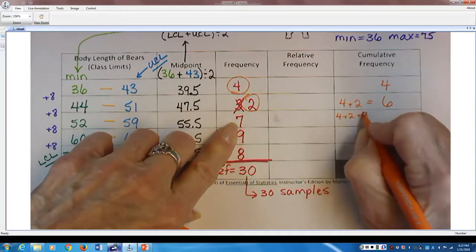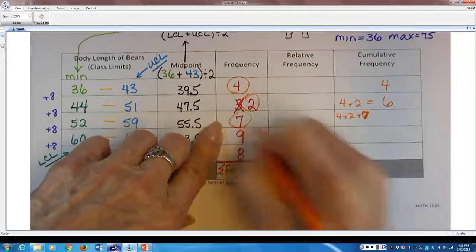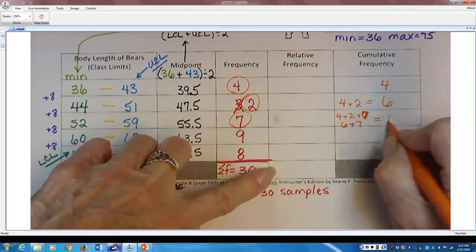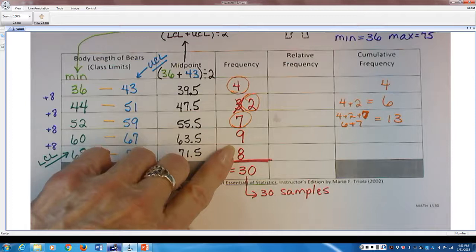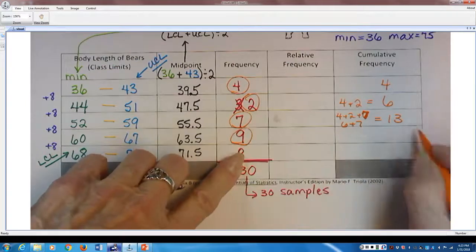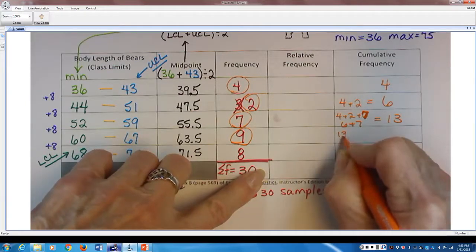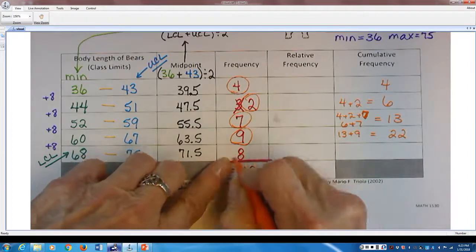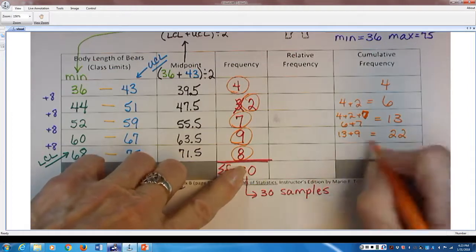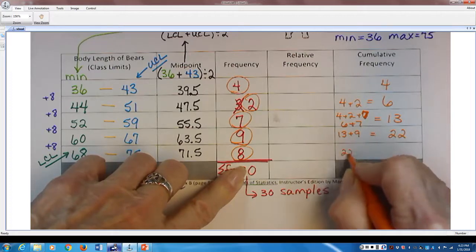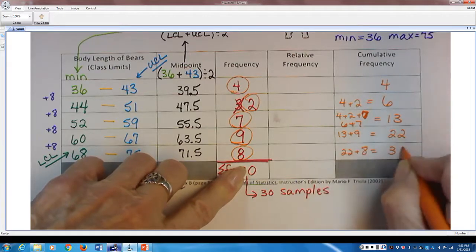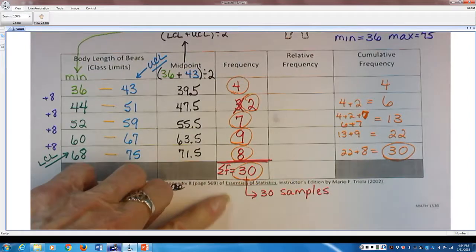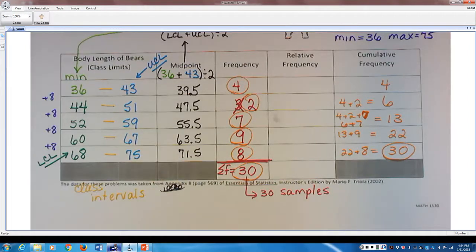And then adding the 7 from the next group, that'll be 6 plus 7, and that's 13. And then I add 9 to the previous group. 13 plus 9 more gives me 22. And 8 more after 22 gives me 30. And this 30 in that last cell should match the total of the frequencies. Okay?